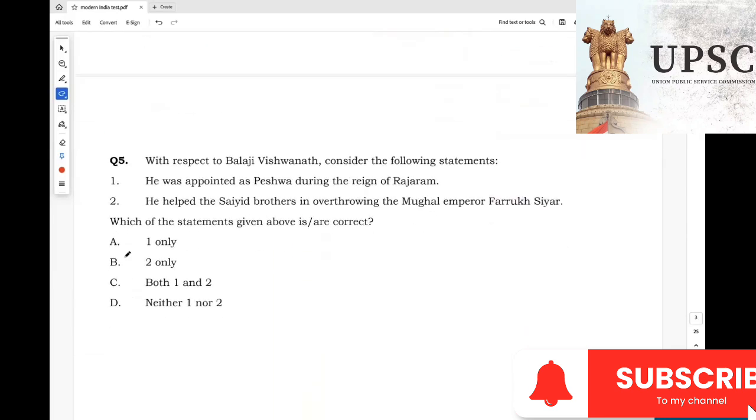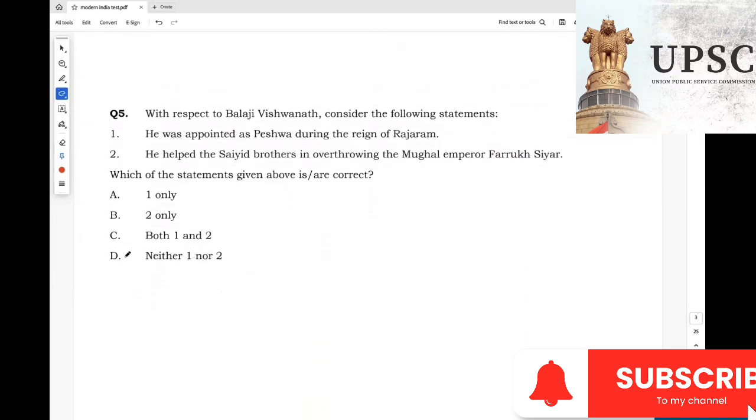Moving to the next one. With respect to Balaji Vishwanath, consider the following statements. Now, Balaji Vishwanath is a Peshwa, right? Sorry, a Maratha ruler. Now, Balaji Vishwanath was appointed as Peshwa during the reign of Rajaram. No, it was Sahuji, right? Sahu, who was the successor of Shivaji. So this first statement is incorrect.